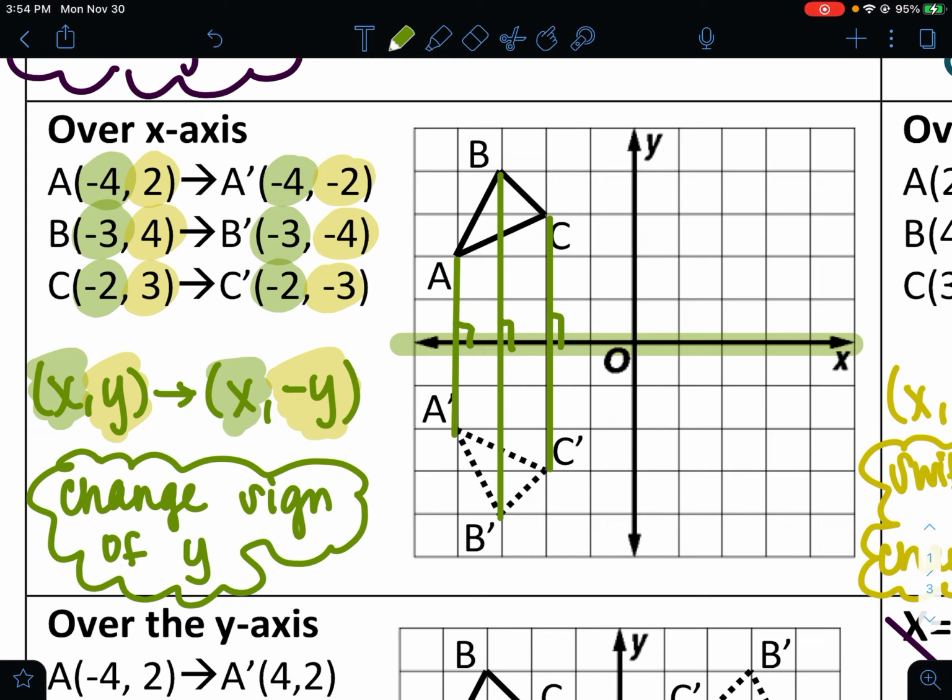And something that I did not say before that was true before is that if you count 1, 2, from the line of reflection to A is 2 spaces. And then from A prime to the line of reflection is also 2 spaces. Same thing with B, 4 spaces that way, 1, 2, 3, 4 spaces that way. So what I'm trying to say is that these are equal on both sides. A to the line of reflection is equal to the other side. Same thing here. They're equal on both sides. And these are equal on both sides.